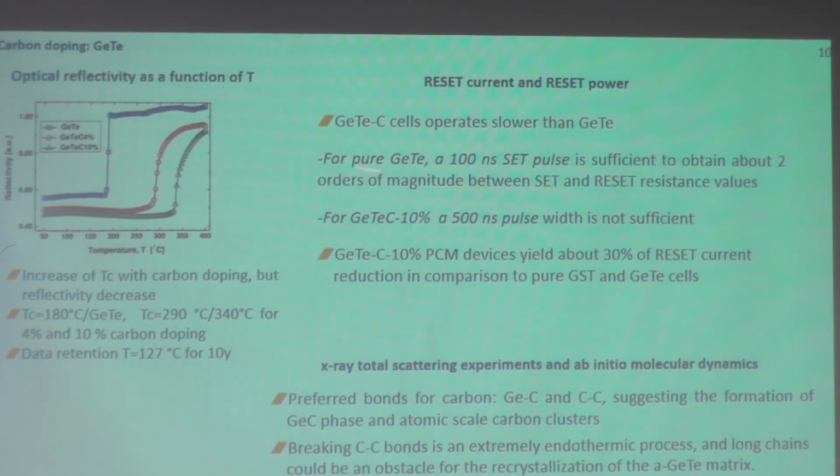Reset current, however, for such cells, if you make a cell based on this, for pure germanium telluride it's measured like 100 nanoseconds in this publication. And if you make a doping, the set current, unfortunately, is 2 to 5 times longer. But the carbon germanium telluride yields about 30% of reset current reduction compared to the pure germanium telluride.